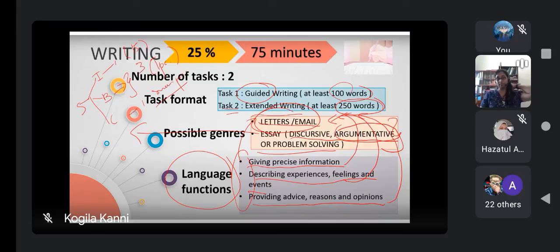The slides are not mine. Credit to my friend who created it, Miss Jayashri.